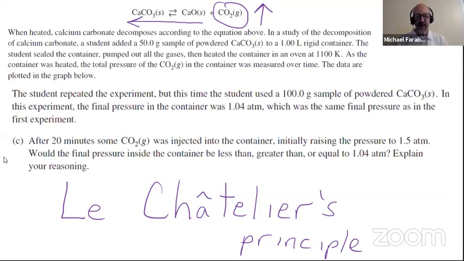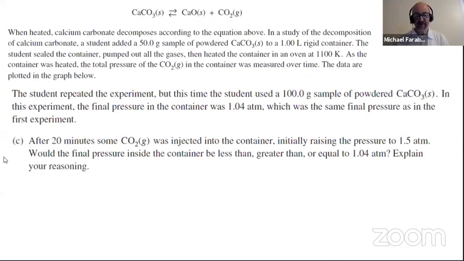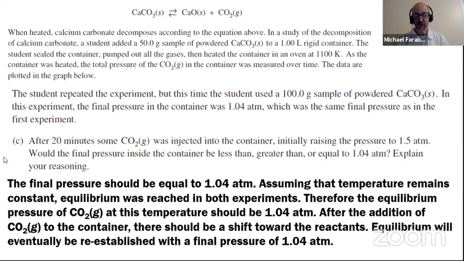So it says after 20 minutes, some CO2 was injected, raising the pressure to 1.5 atmospheres. Would the final pressure in the container, assuming it would have reestablished equilibrium, would it be less than, greater than, or equal to 1.04 atmospheres? So we got 1.04 atmospheres in 2 different trials using 2 different amounts of calcium carbonate. So it seems like the equilibrium pressure should still be 1.04 atmospheres. Assuming that temperature remains constant, equilibrium was reached in both experiments. Therefore, the equilibrium pressure of CO2 at this temperature should be 1.04 atmospheres. Now, after the addition of additional CO2 raising the pressure to 1.5, then there would be a shift toward the left, toward the reactants, and equilibrium would be reestablished with a final pressure of exactly 1.04 atmospheres again.